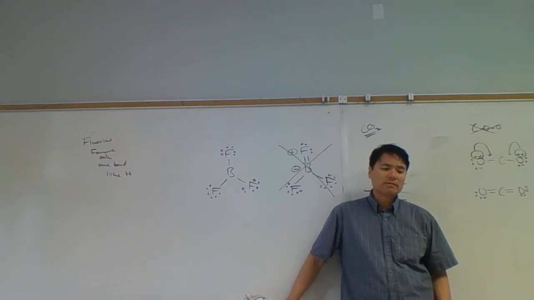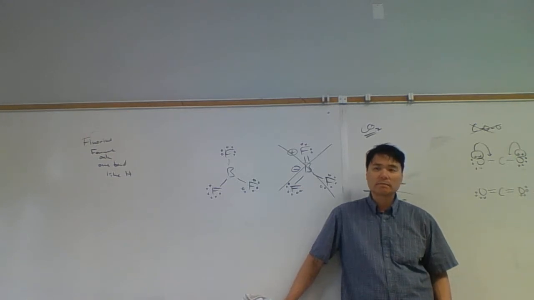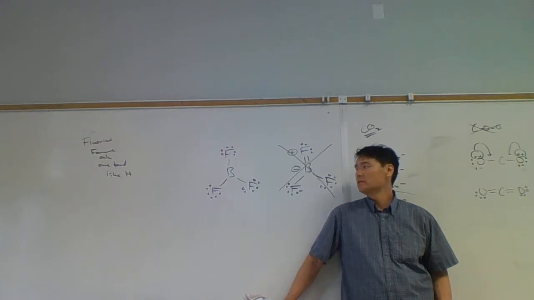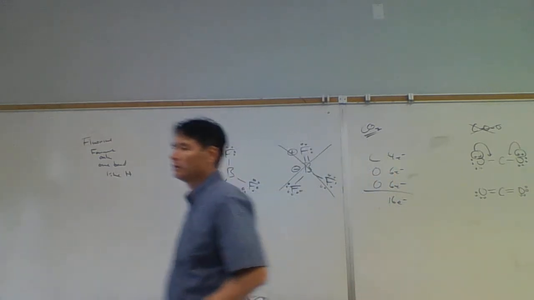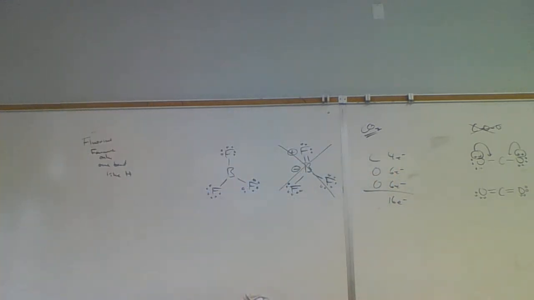And so BF3 is kind of an unhappy molecule. Chemically, BF3 is very reactive. It turns out to be what we call a very powerful Lewis acid. Lewis acids are electron pair acceptors. Boron really wants an electron pair from somebody. If it can't take it from fluorine, it'll find somebody else to take it from. And so that's the reactivity of that. You don't need to know that.